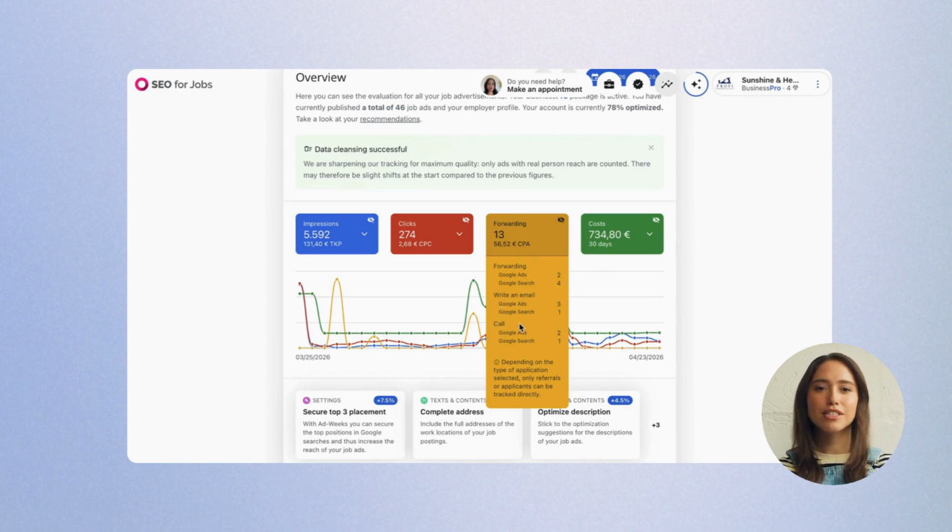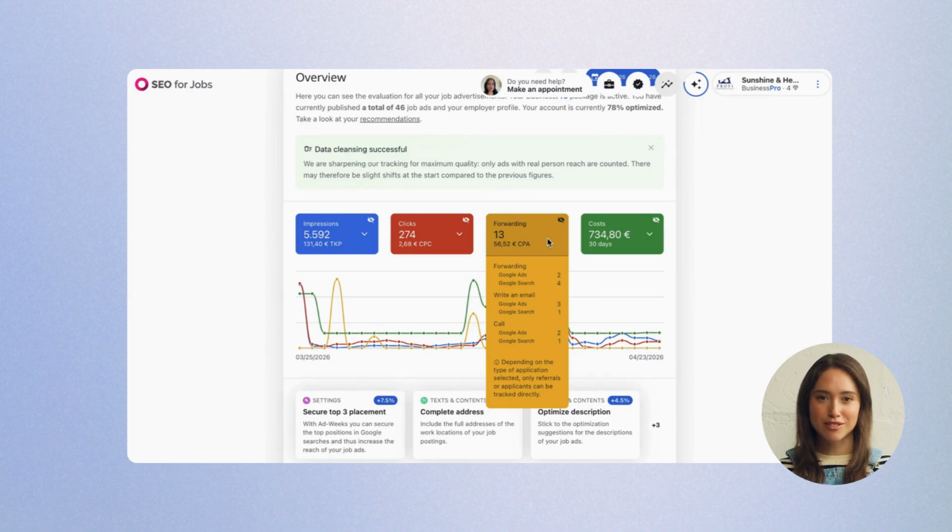If you selected the redirect option instead, the system tracks exactly how many potential talents were led directly to your own career page. During this process, we measure the conversion rate. How many clicks actually lead to an application? We break down exactly whether the application came from a Google ad or via organic search.